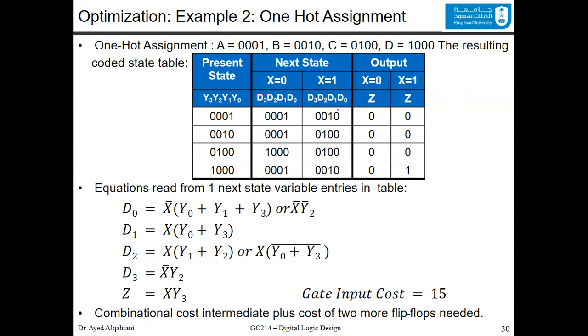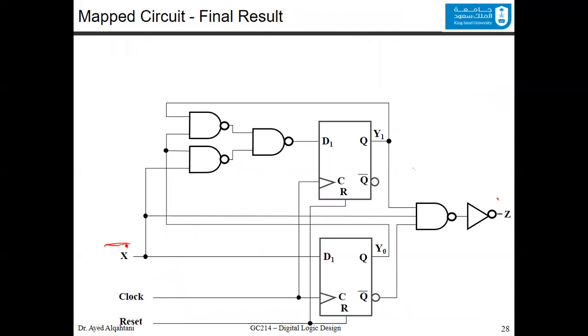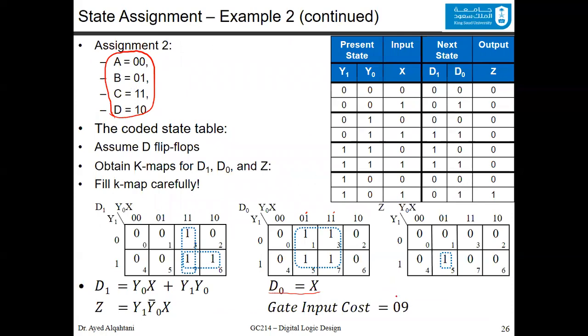For D0, which is these bits here, we have 3 ones. This one and this one and this one. And they are all when X is complemented, X bar, one time with Y0, one time with Y1, and one time with Y3, as you can see here. Or simply you can take this out and put the remaining Y, which is Y2, all bar, and you will get a shorter representation. If you calculate the gate input cost here, you will find that the cost is 15. If you compare this to the previous design that we have here, this design has a gate input cost of 9.